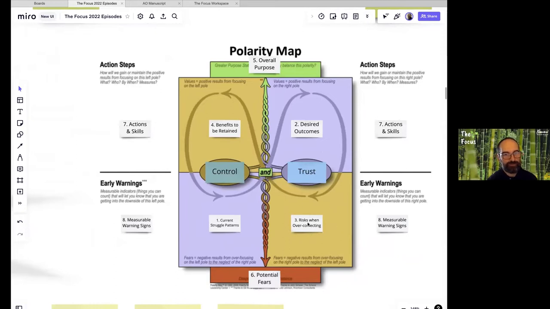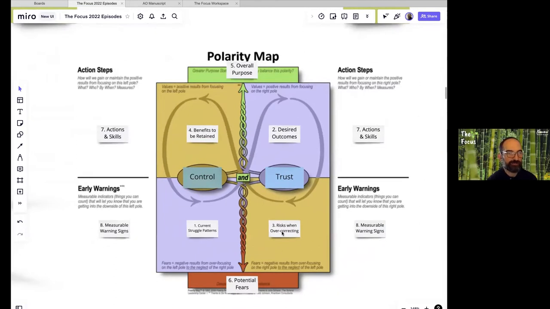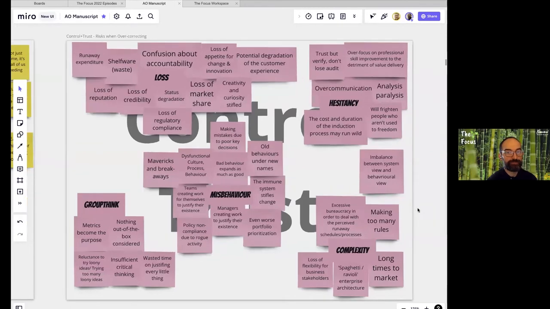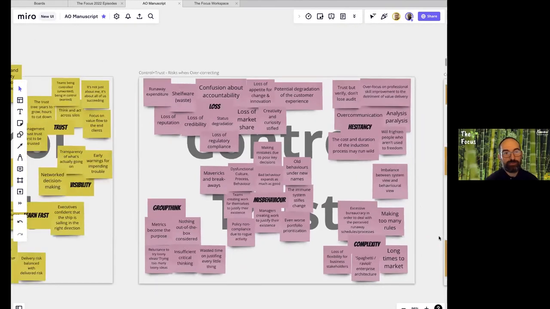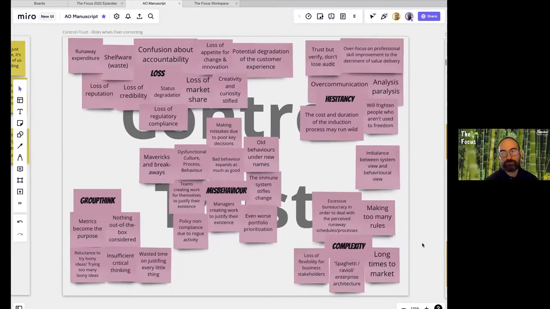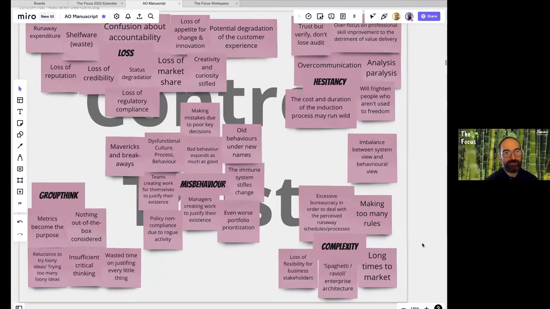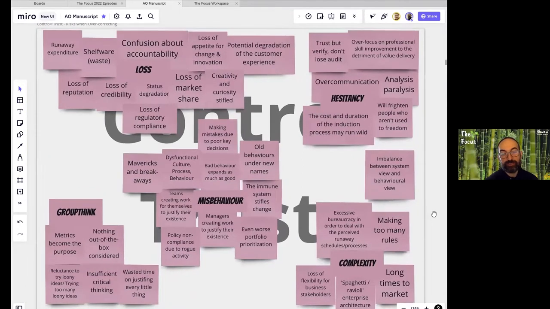Right. So that's this bit about risks when overcorrecting. In other words, we've let go of control a bit too much, and we're going, whoops, we're trusting all these people, and yet, look, we're losing so much stuff. So there are lots of challenges around loss. Humans are psychologically programmed to be averse to loss. We fear loss way more than we anticipate gain. So that will have an outsized impact.